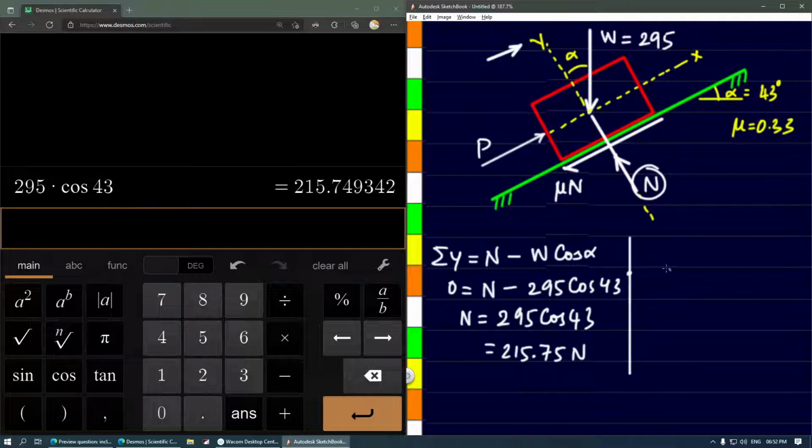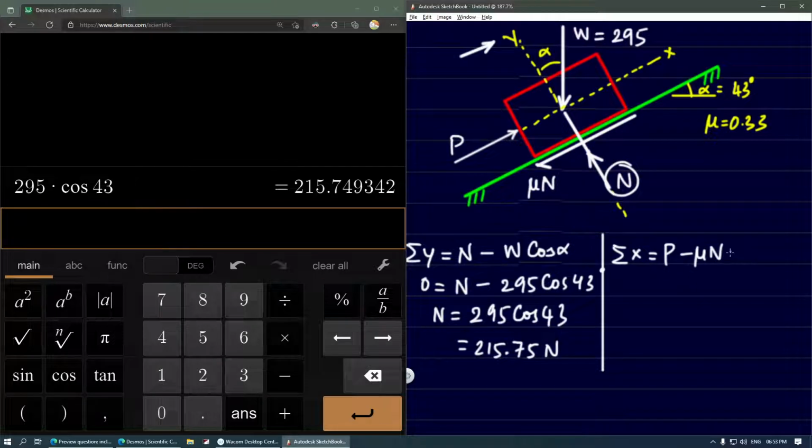Now using this normal reaction, we'll go for the next step, that is summation of all the components in x direction. Now P is acting parallel to x in the positive direction, so hence this is positive P. Then friction is opposing it, so minus mu N will act over here, and a component of W will also act in negative x direction, hence we'll take that as negative. So that will be minus W sine alpha. Now let us substitute all the values. Sigma x has to be 0 because it is in equilibrium.